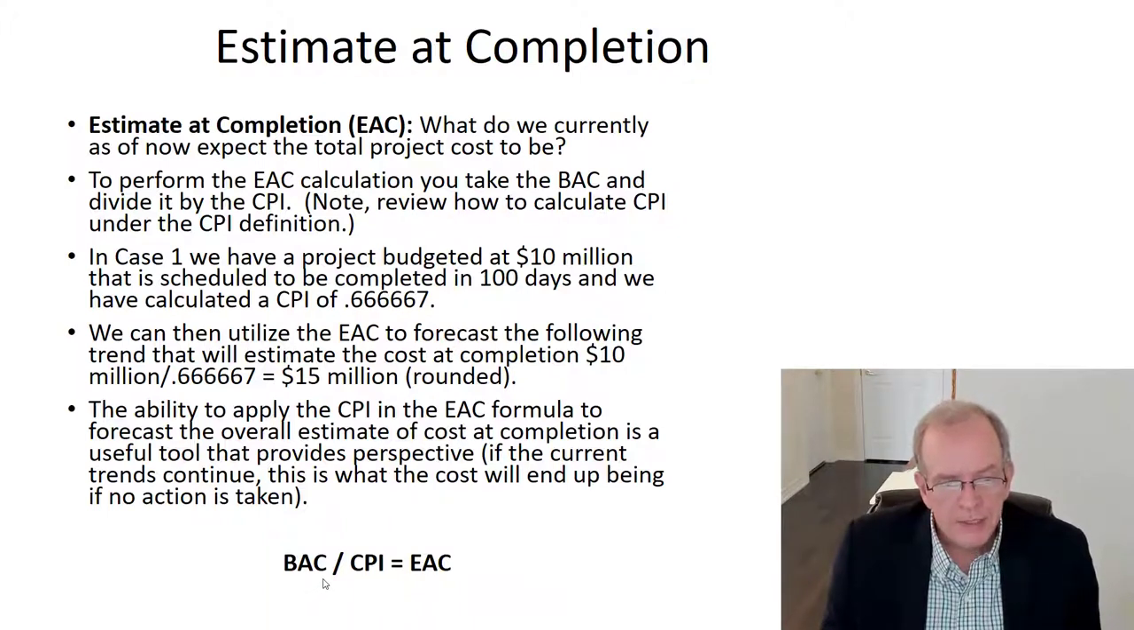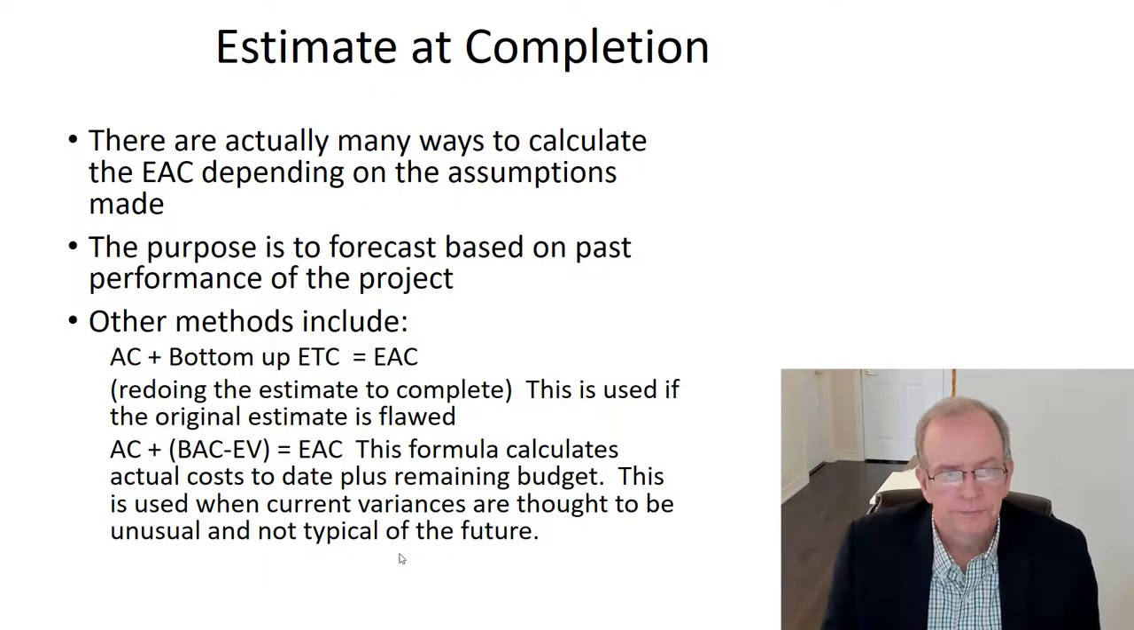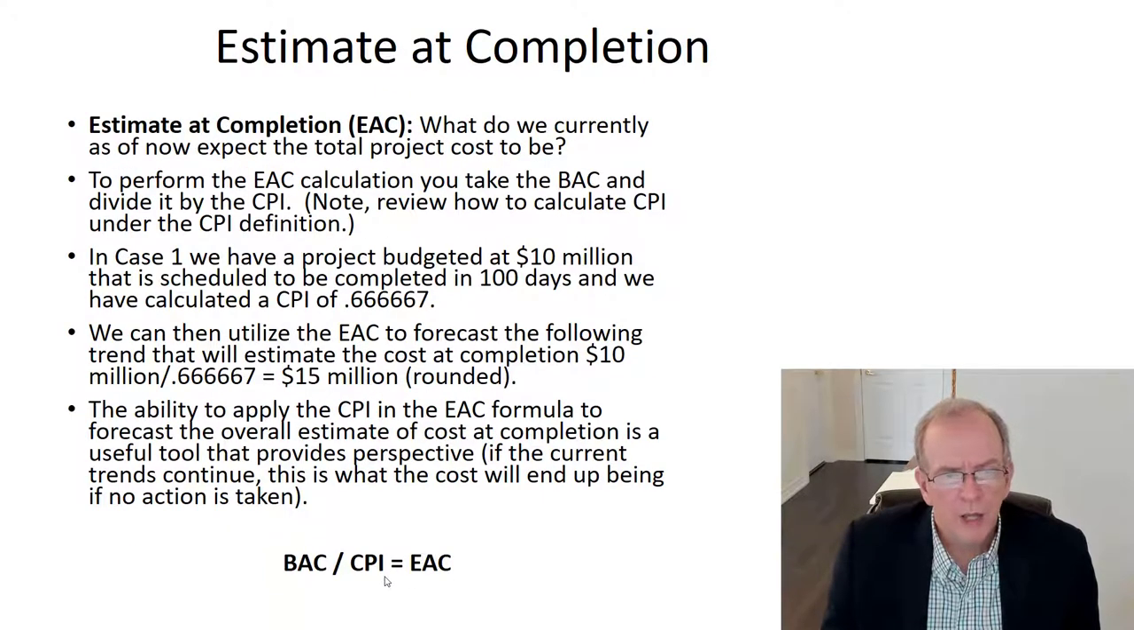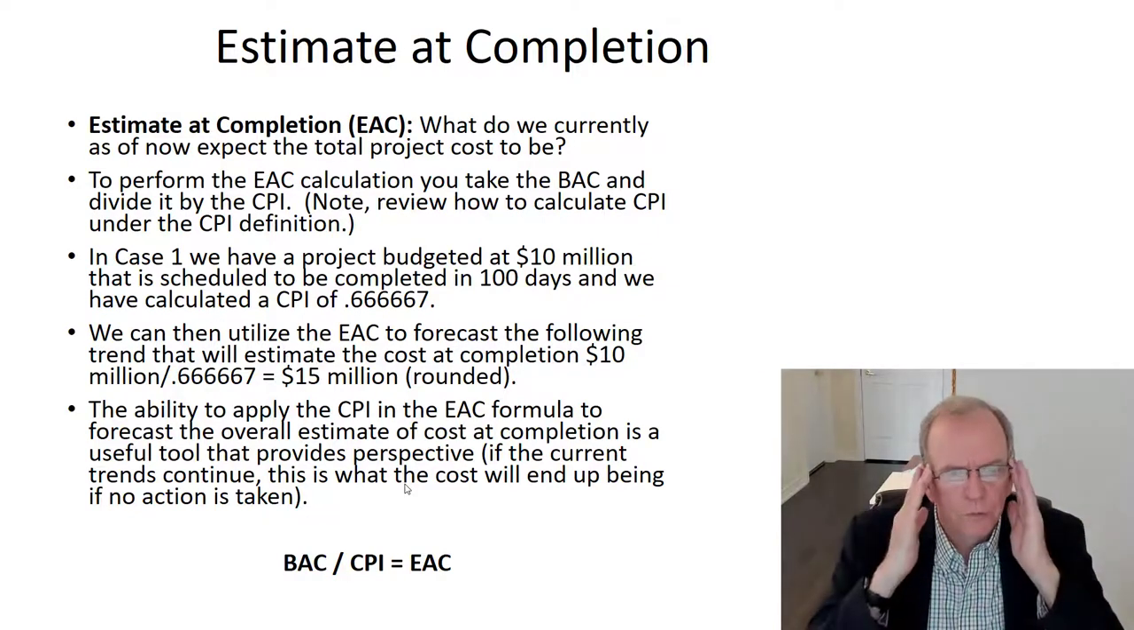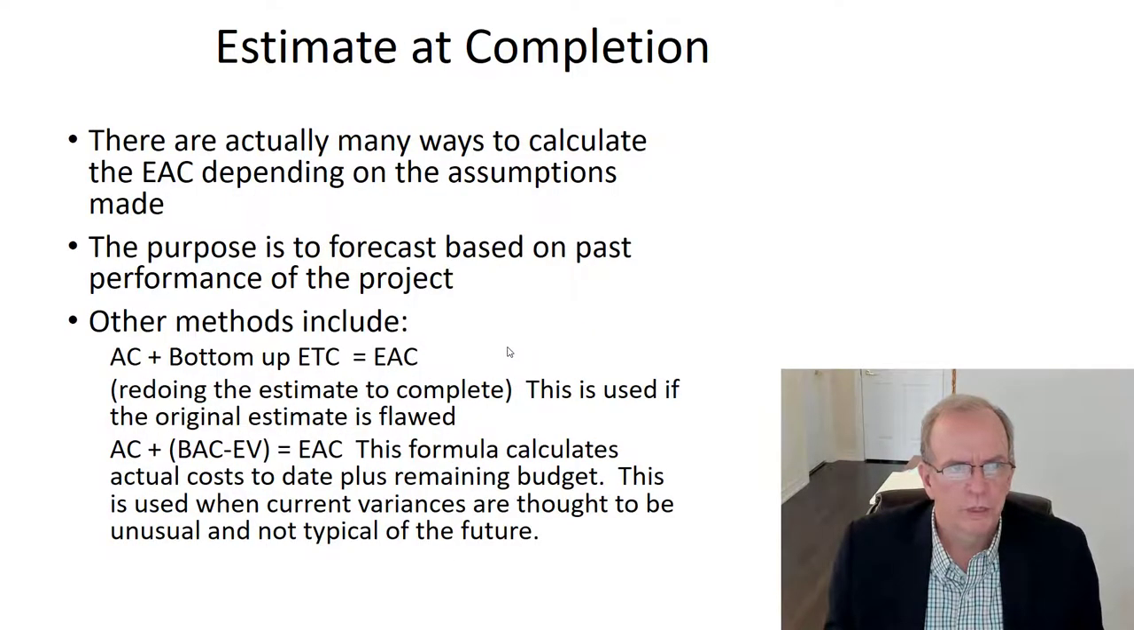So BAC, budget at completion, divided by CPI gives you the estimate at completion. And again, there are some workarounds and other examples of EAC. Those of you that are studying for the PMP may want to look into these a little bit more. Unless something's changed in the PMP, it doesn't go too drastically into the other options, but I think it's valuable for you to know those other points as well.